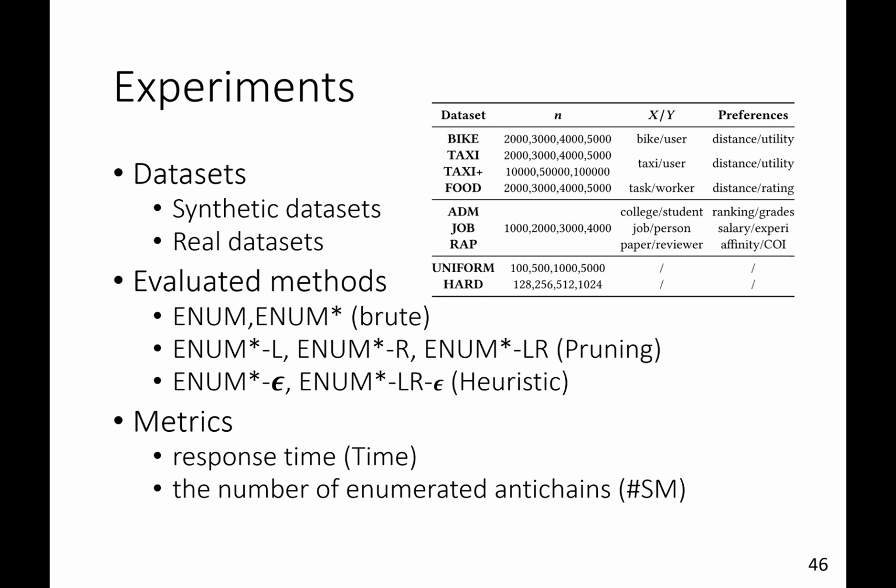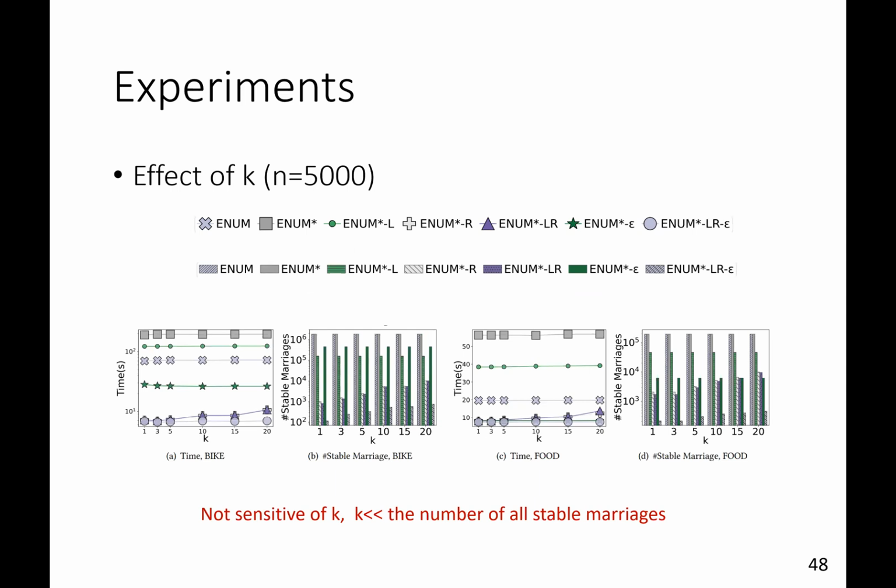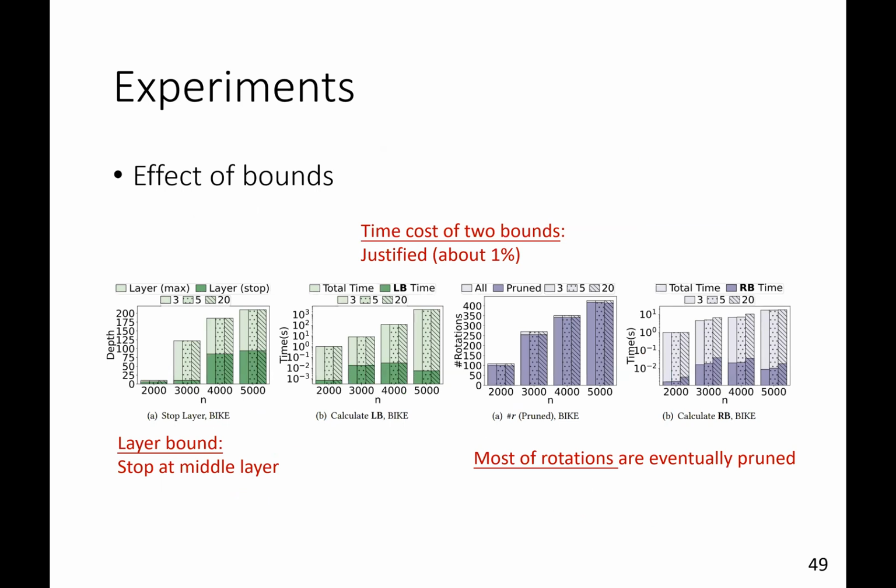We evaluate our algorithms on synthetic datasets and real datasets. We compare the response time and the number of enumerated stable marriages. With the increase of the input size, we can achieve better time performance. And K is not sensitive, because K is much smaller than the number of all the stable marriages. The layer bound can stop at the middle layer, and most rotations can be pruned eventually. The time cost of the two bounds is acceptable.